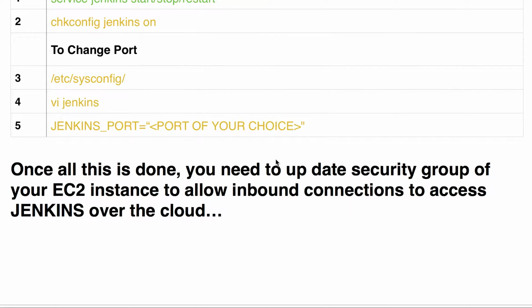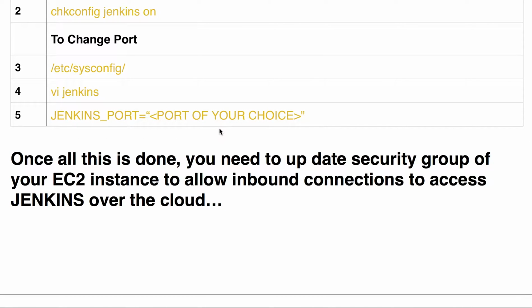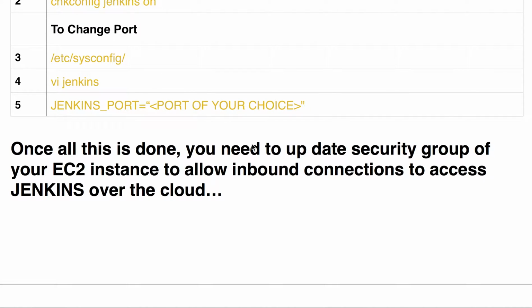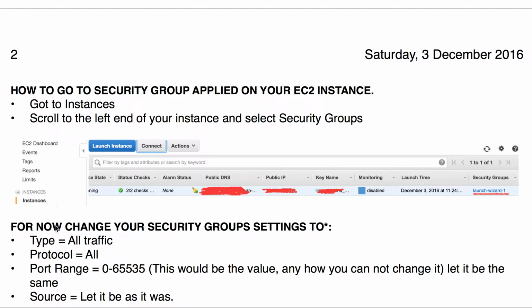Even though your Jenkins is running and you have configured all these things, you still cannot access it via the cloud, because by default, services running on your instance are not accessible. So to make it accessible, there are certain changes you have to make in your security group. For that, you need to go to your EC2 instance. You can simply go to your instances. Here you can see it, and in instances just scroll to the left end of the specific instance which has Jenkins installed on it, and click on the security groups.